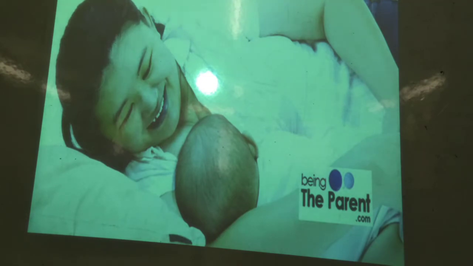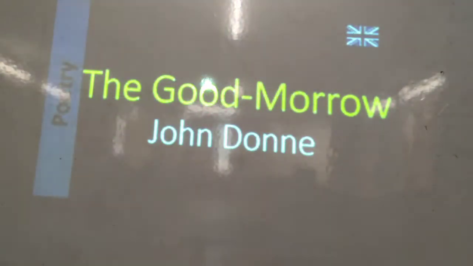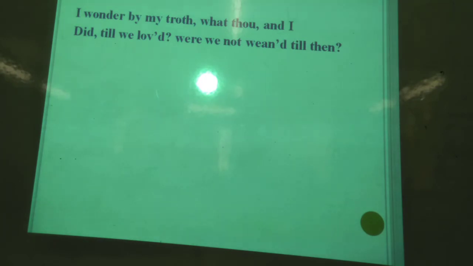Okay? So now we are going to analyze the poem one by one. How many lines consist in the poem? Can anyone mention? Seven lines in each stanza. Seven lines each stanza.